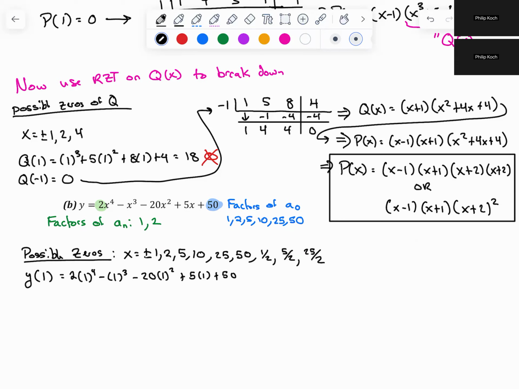Minus 20 times 1 squared plus 5 times 1 plus 50. I get 36. So that doesn't work. And once again, as a reminder, I'm plugging it in and writing down all that for our notes so that we see what we're doing. We're plugging it into the function. But on an exam, on your homework, whatever, just plugging it in so that you know what you're doing is fine. I'll try y of -1.